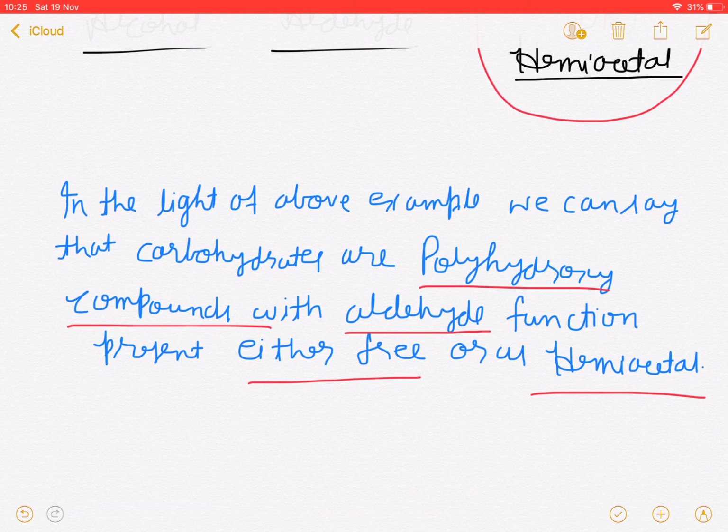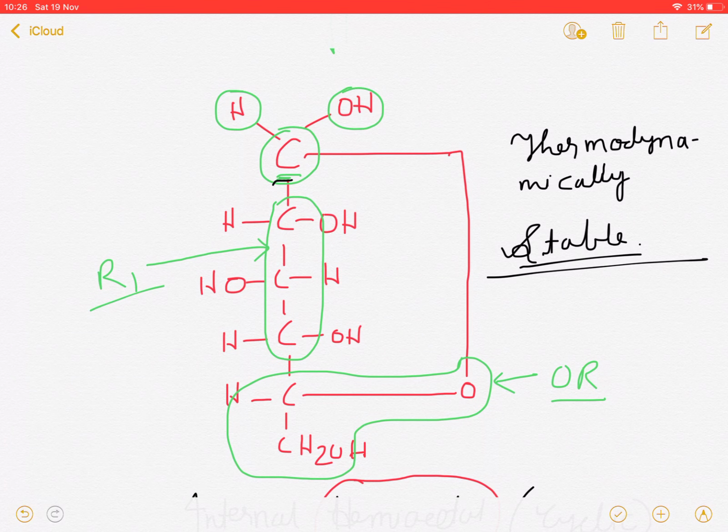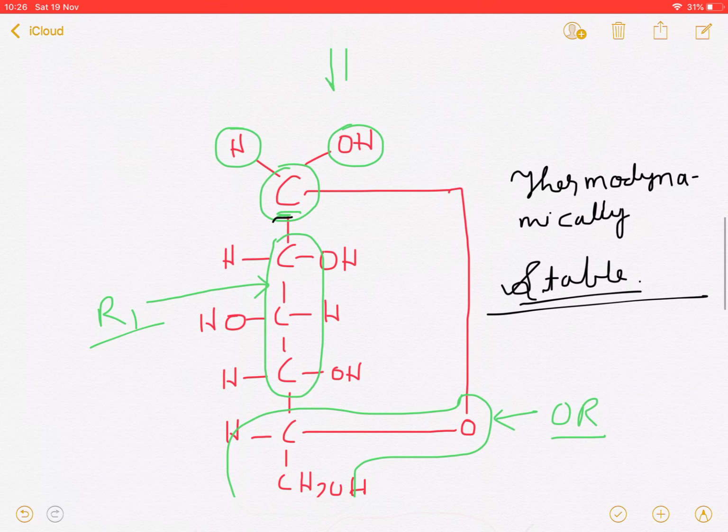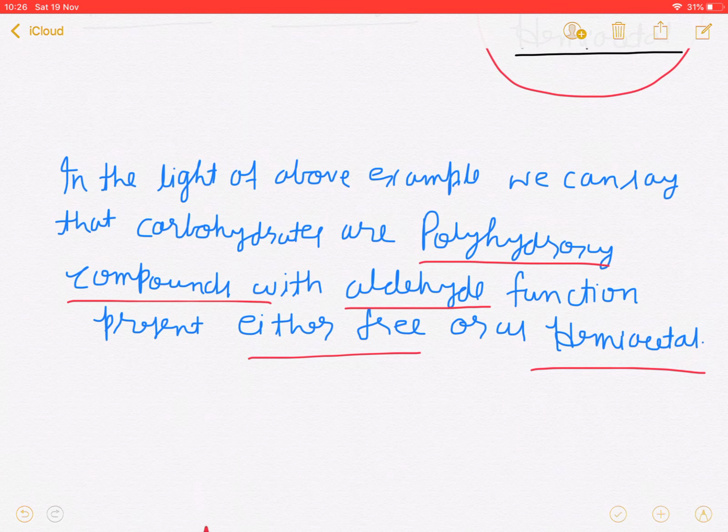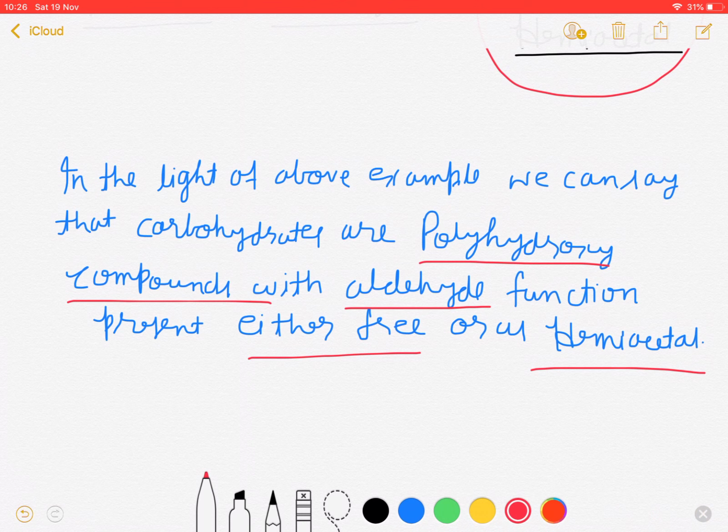That means aldehyde function present either free, but maximum as hemiacetal. As you can already see, it will combine with the hydroxy or the alcohol, you can say, connected to carbon number 5 to form the thermodynamically stable internal hemiacetal form. So we can say that it is either free or as hemiacetal, or acetal. Here you will have to remember hemiacetal, but also acetal.